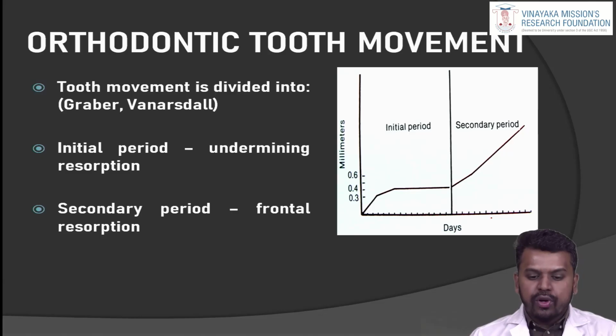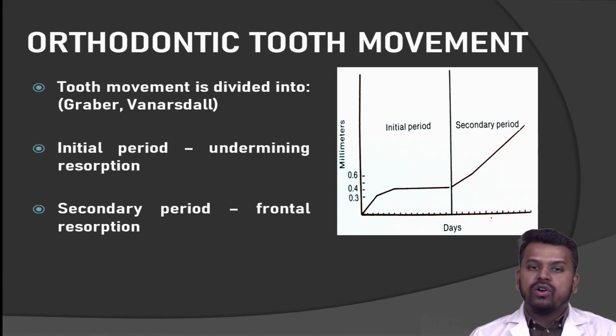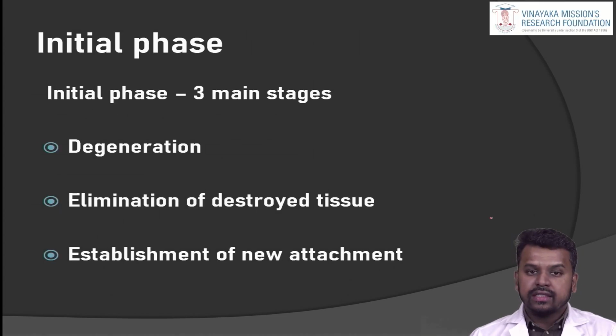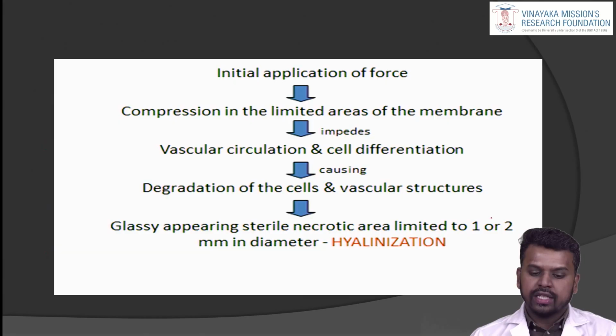Going to the most important topic of today, orthodontic tooth movement. The orthodontic tooth movement is divided into an initial period, that is undermining resorption, and a secondary period, which is known as frontal resorption. These have three phases: degeneration, elimination of destroyed tissue, and new tissue attachment established. When you give an initial application of force, this is a flow chart which you will be very happy to learn as a flow diagram.